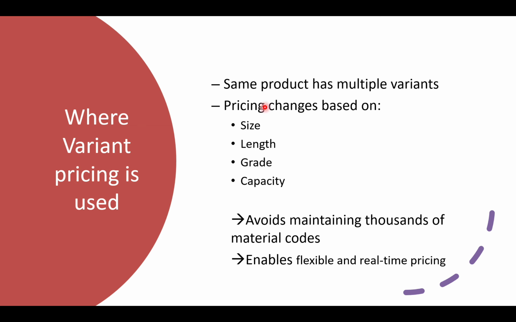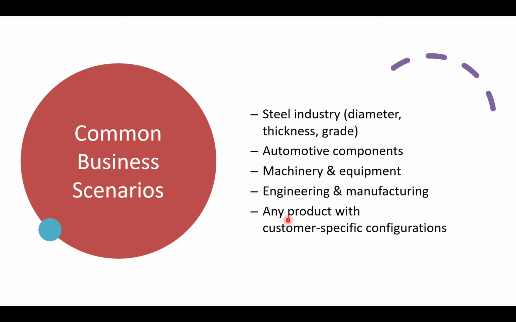In real time, when the same product has multiple variants, the price changes based on the size, length, diameter, grade, capacity, all those things. So as usual, it avoids maintaining multiple material codes and multiple condition records. Common business scenarios are like steel industries, like the example I showed you, right? Based on diameter, thickness and grade, the value will change.